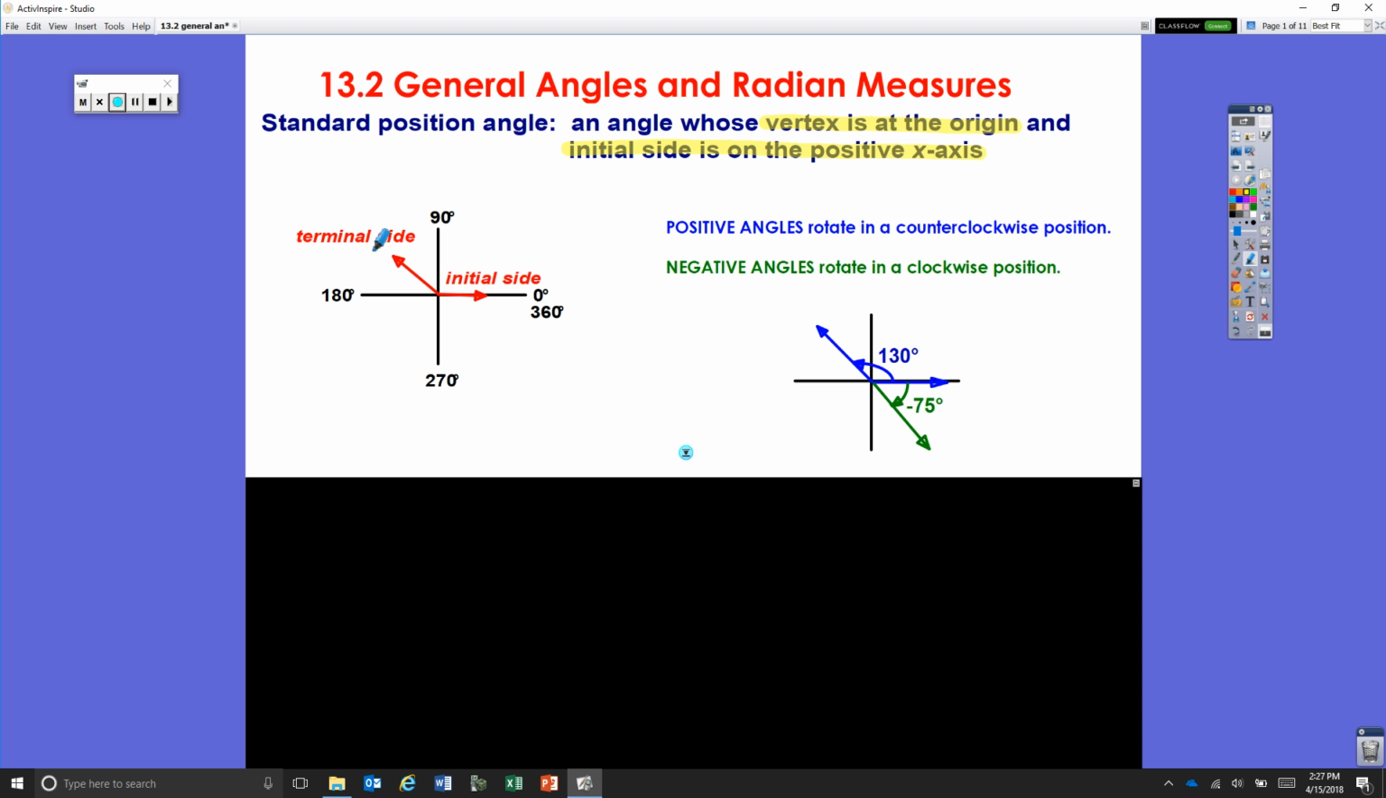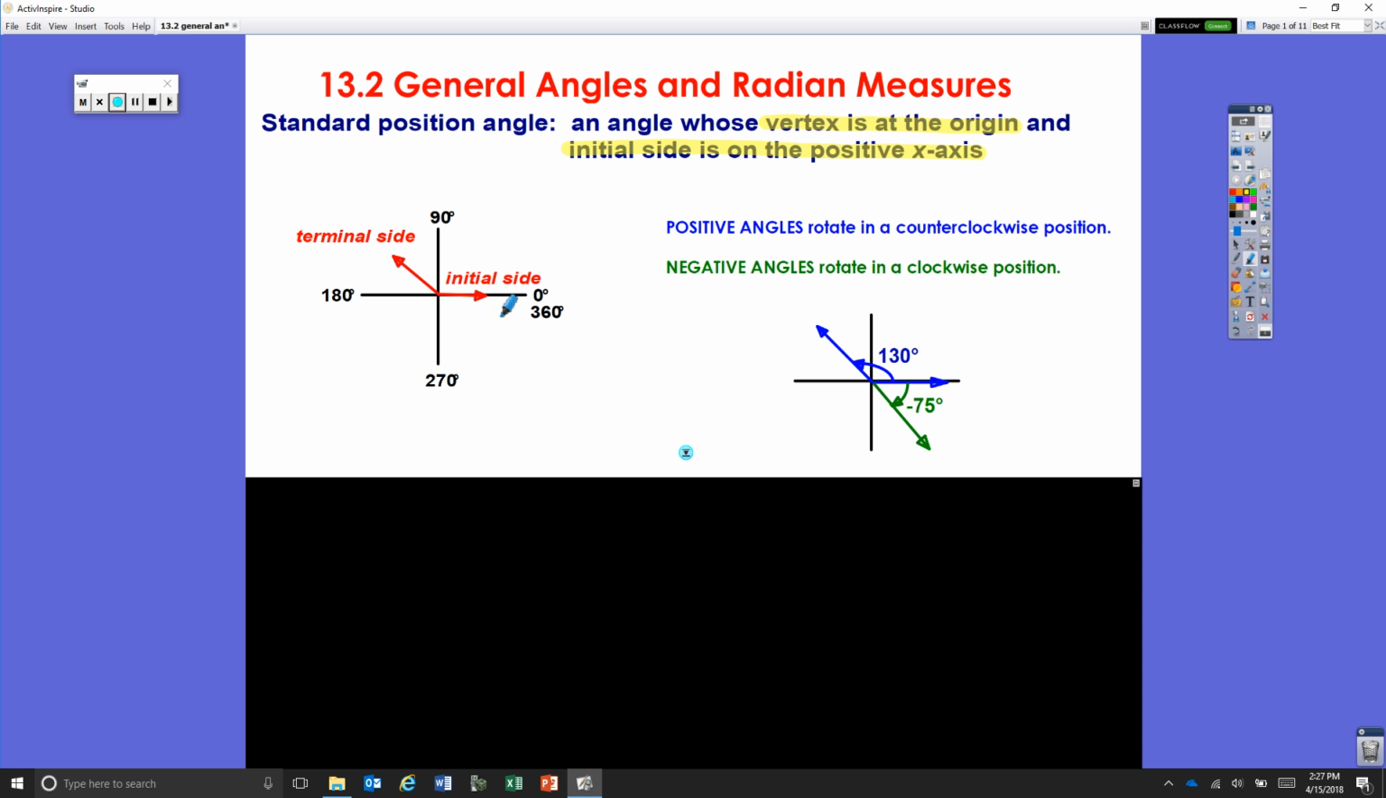If we look at a 360-degree plane, this would be 0 degrees, up to 90 degrees, to 180 degrees, to 270 degrees, and back to 360 degrees. So every angle's initial side will start at 0, 0 and you draw your initial side out from the vertex. Any angle from there will have its terminal side anywhere in this area.